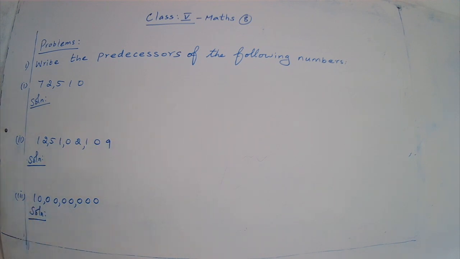All of you listen. See the question. Write the predecessor of the following numbers. Predecessor means, what is it? A number one less than the given number. A number one less than the given number is called the predecessor of the given number.